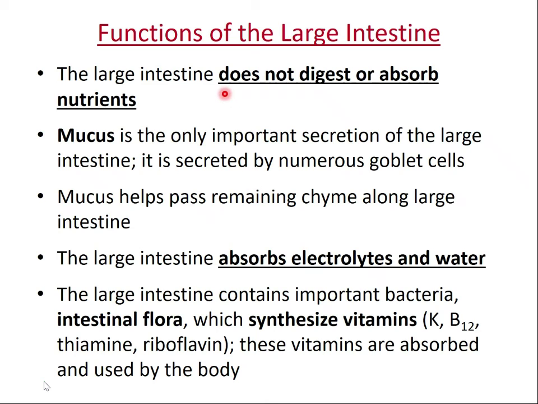Function: we talked about how the large intestine does not absorb or digest any nutrients. It only produces mucus to help with the passage of the feces that are produced, but it does absorb electrolytes and water. It also houses a lot of important bacteria called the intestinal flora, and they help with the synthesis of certain vitamins, including vitamin K, vitamin B12, thiamine, and riboflavin, and these vitamins are then absorbed and used in our body.